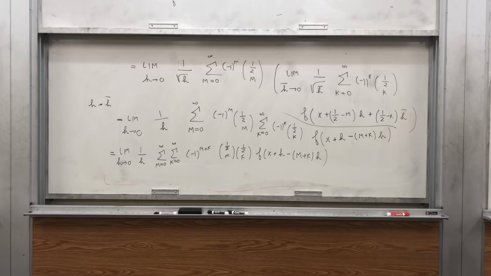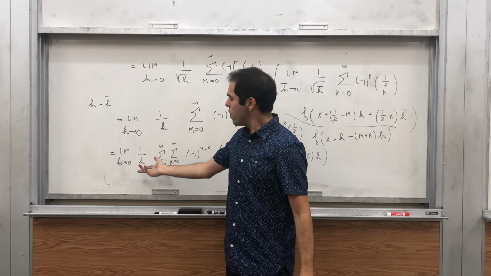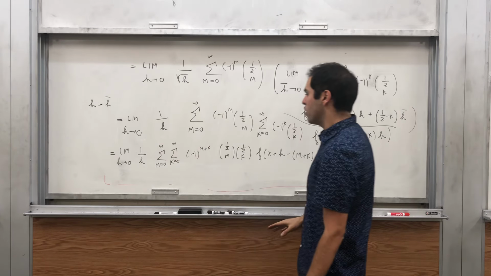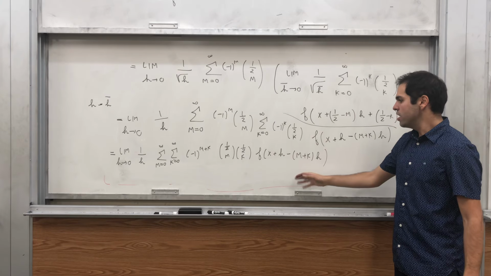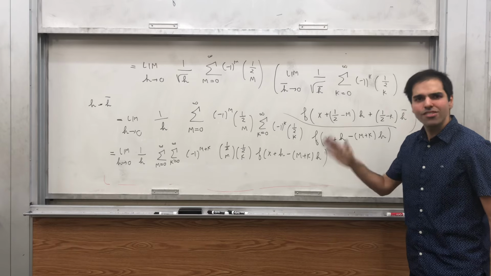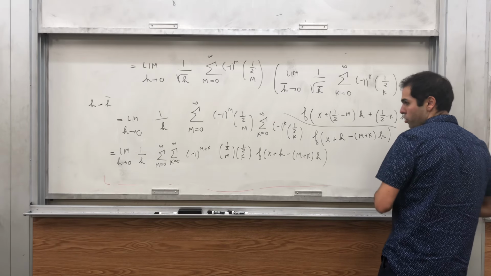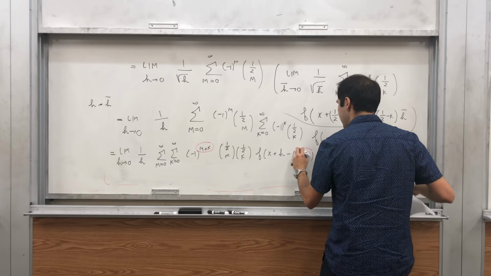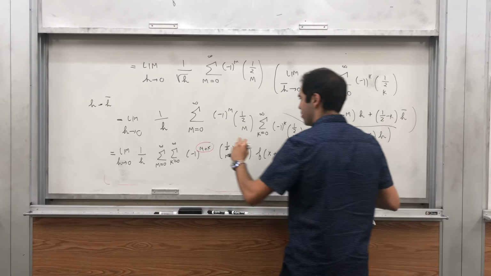I know it's horrible because we have a double sum, but this looks pretty promising because remember, we want to show this equals f prime. We already have this 1 over h, and we already have this x plus h minus something h. So we're kind of on the right track here. Now, the next thing we want to do: notice we have an m plus k here, and an m plus k here. So let's change variables.